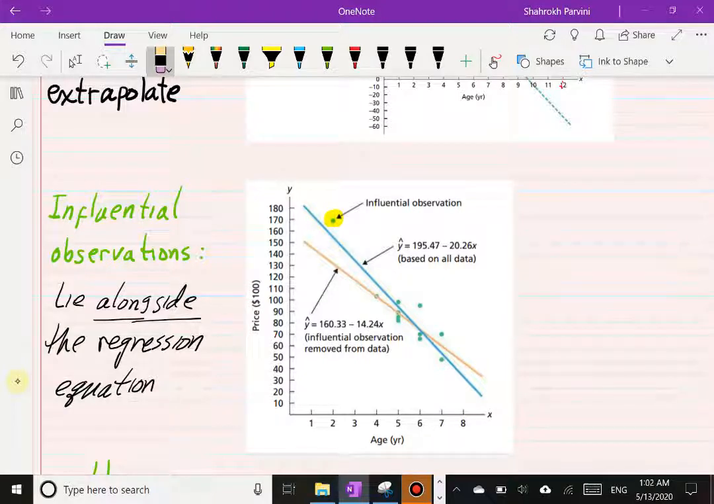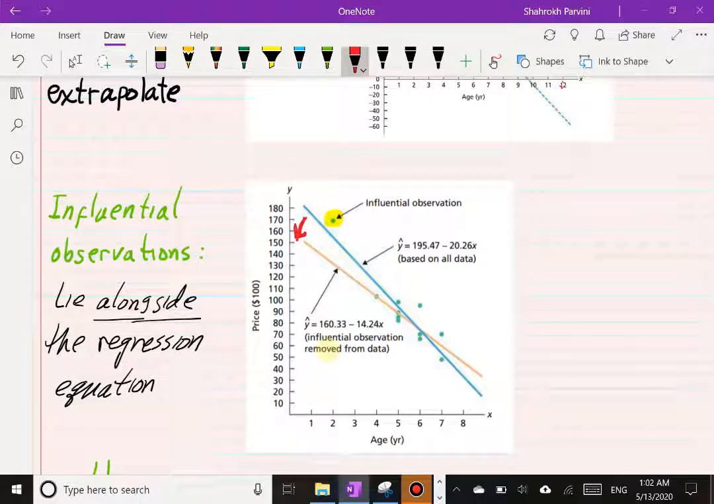So in this example, what the author has done is this. The blue line is the regression line, including that influential observation. And then the second line is after he removed that influential data point. And notice how markedly that slope changed. Look at that. You see that?